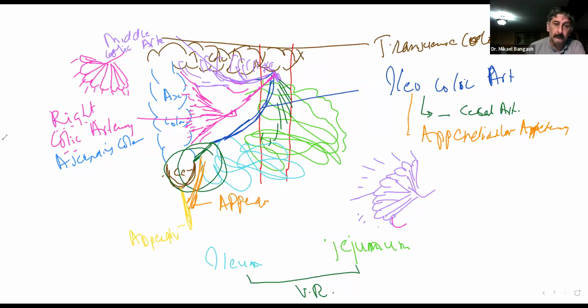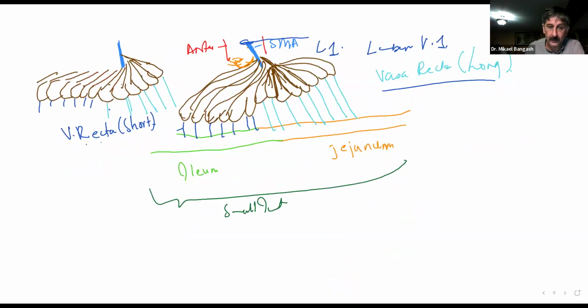Okay. So let's just look at it. The superior mesenteric artery gave off what we call the inferior pancreaticoduodenal artery, which supplies 1/3 of the duodenum and adjacent parts of the head of the pancreas. Then it gave off the vasa recta, the name for the blood vessels that supply the jejunum and ileum.